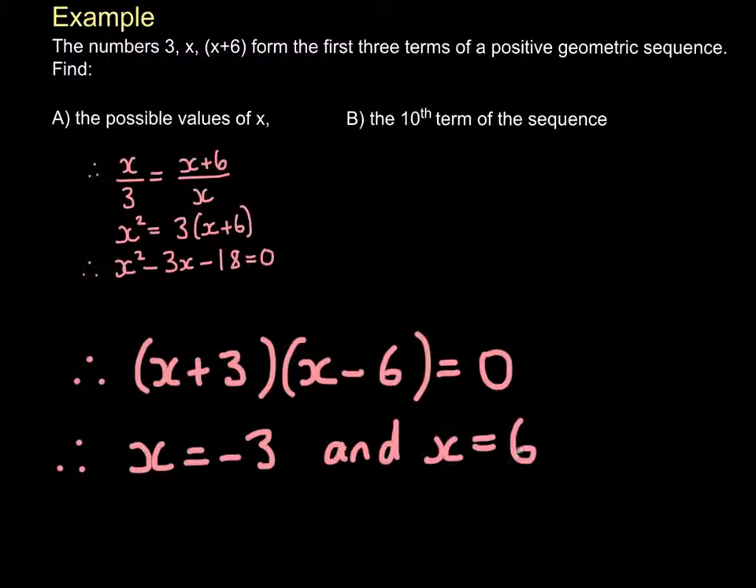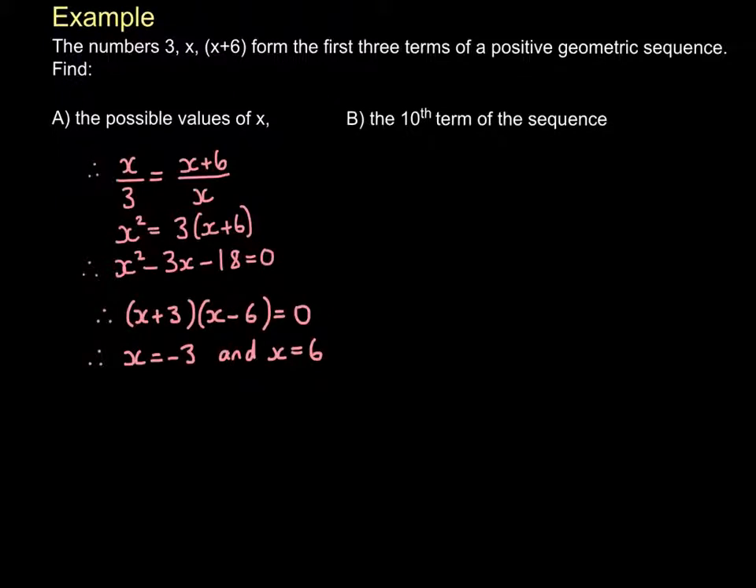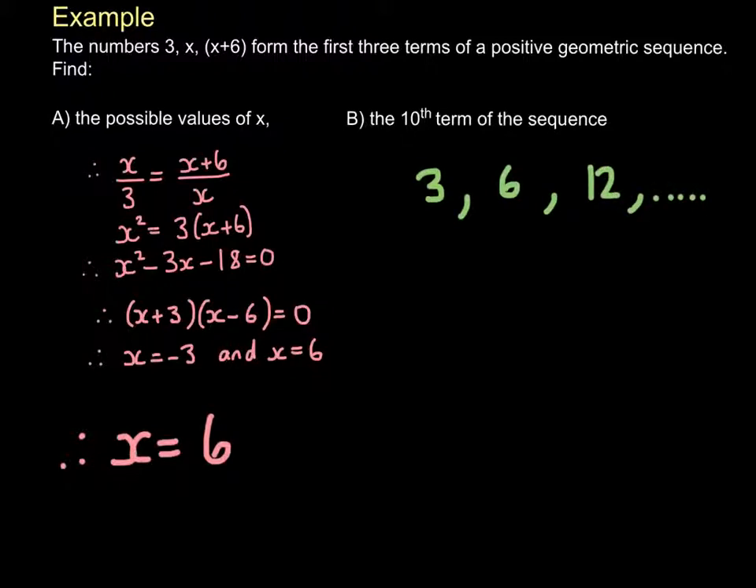Now the phrase in the question about getting the possible values of x is just to throw us a little bit, because at the start of the question we are told that it forms the first three terms of a positive geometric sequence. So x can't be negative 3, because that would give us 3, negative 3, 3. So we're going to go with 6. So x is equal to 6. That would give us 3, 6, 12, so it would be a positive sequence. Do always refer back to the question before you give your final answer.